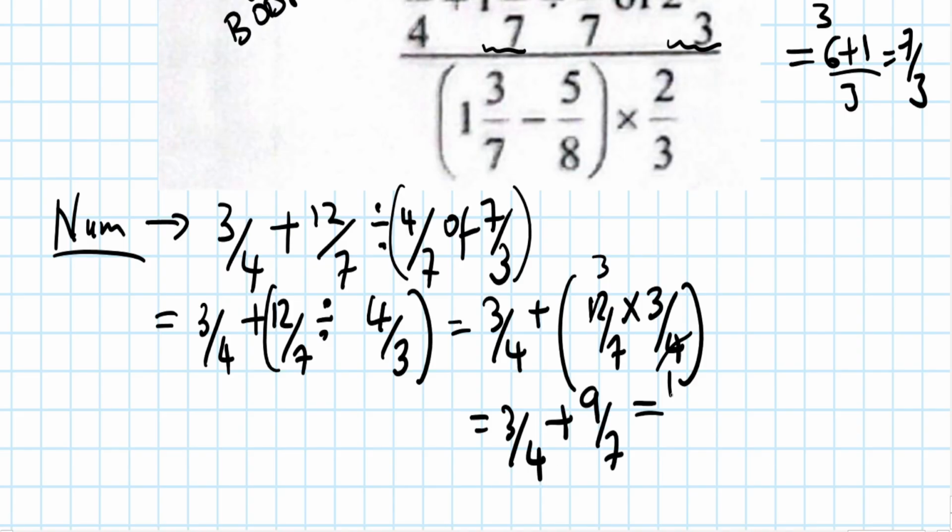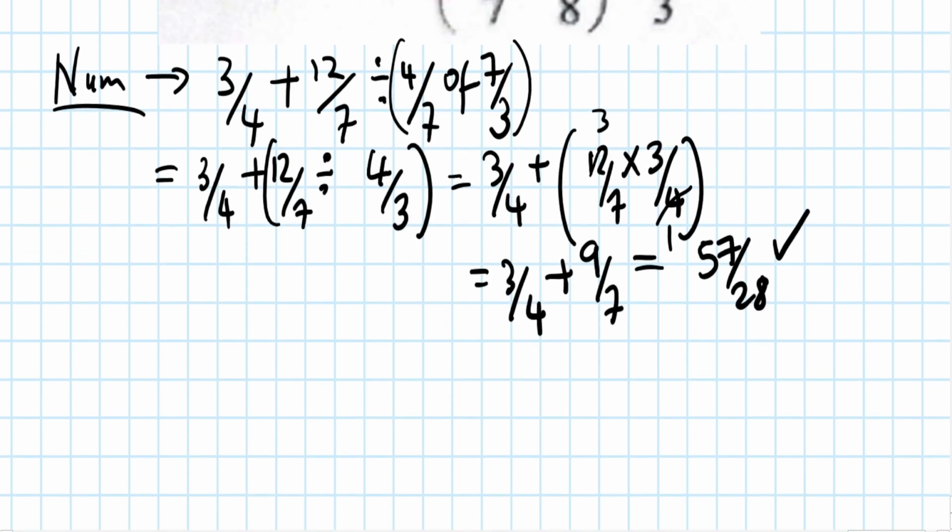Okay, 3 over 4 plus 9 over 7, just use your calculator. So 3 over 4 plus 9 over 7 is going to give us 1 over 28, or improper, 57 over 28. So 57 over 28 is the numerator. Now let's go to the denominator.